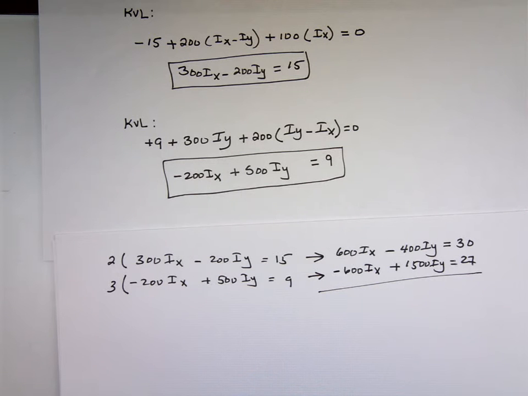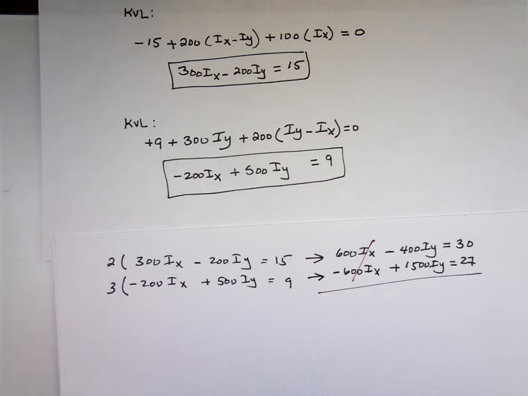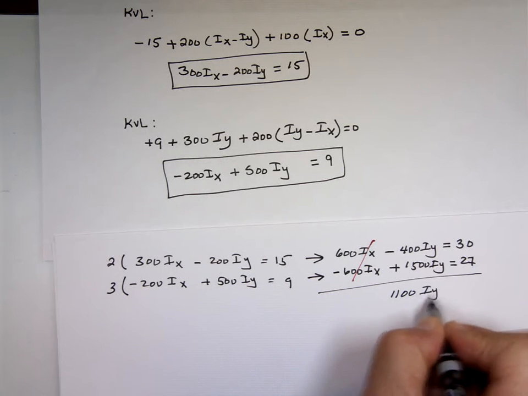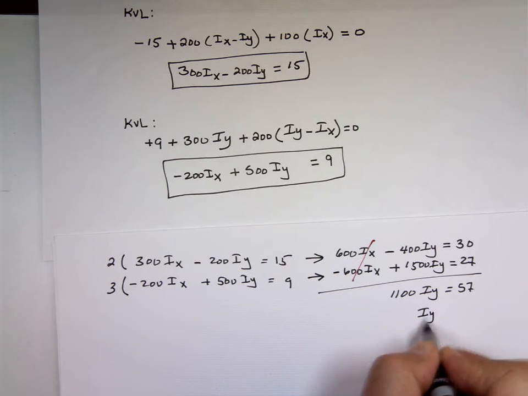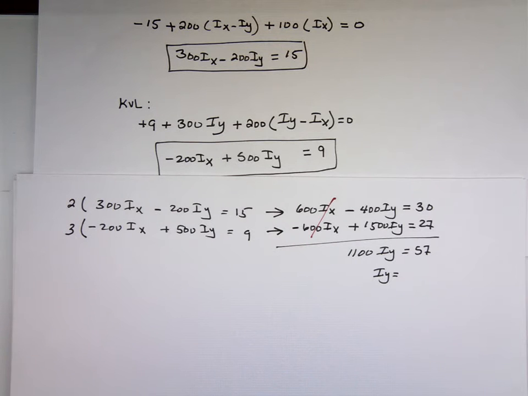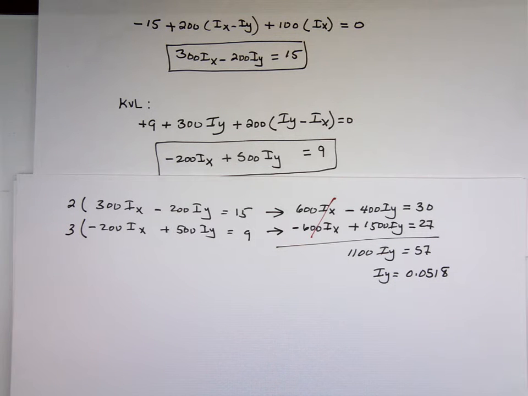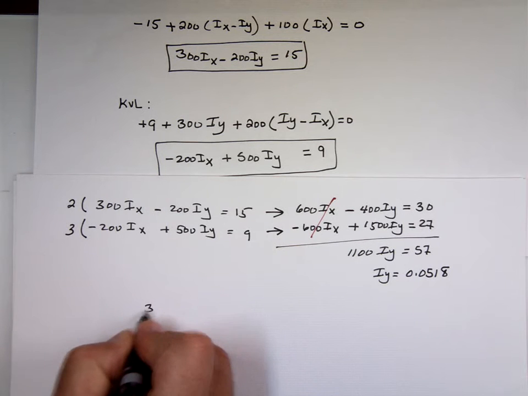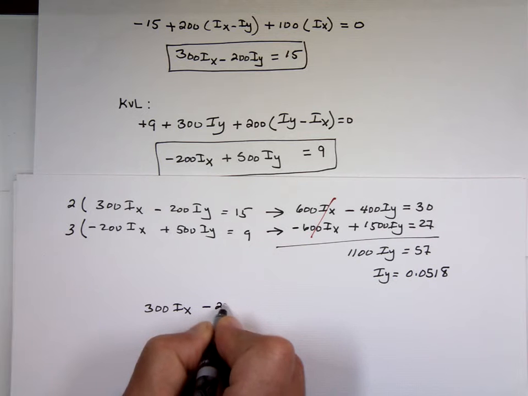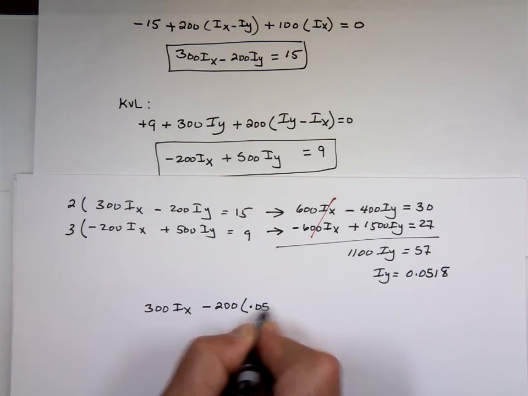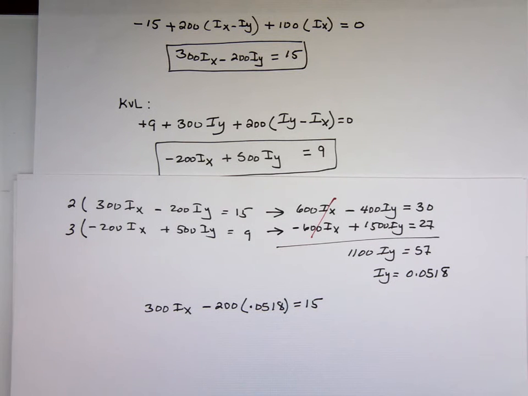When you add them, I sub X is gone. 1100 I sub Y equals 57. I sub Y is equal to what? 57 divided by 1100, 0.0518. If you know I sub Y, now you can grab either equation, doesn't really matter which one. Minus 200 I sub Y, in place of I sub Y, put 0.0518. I sub X, minus 10.364.